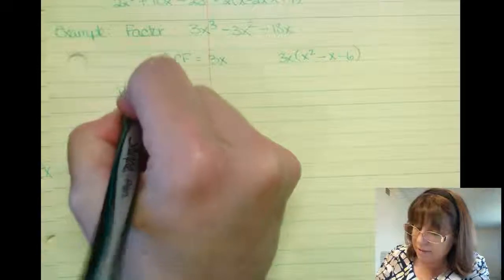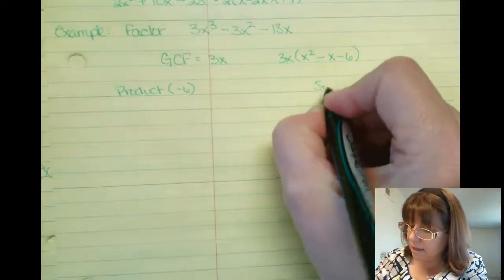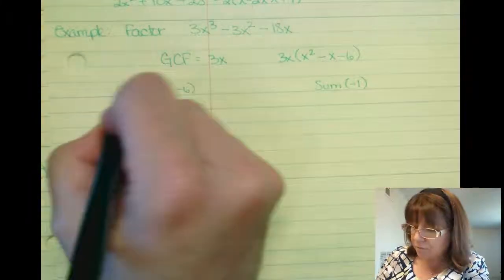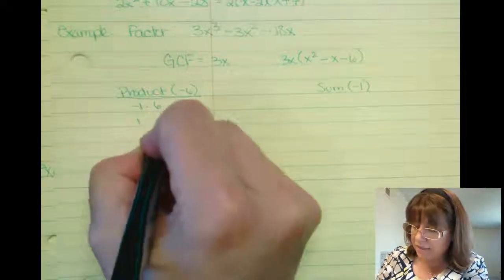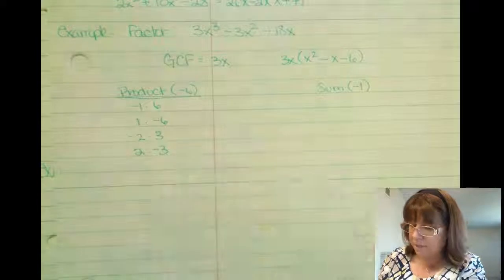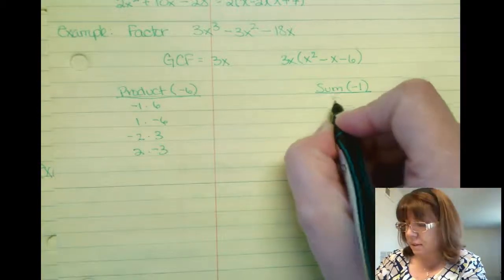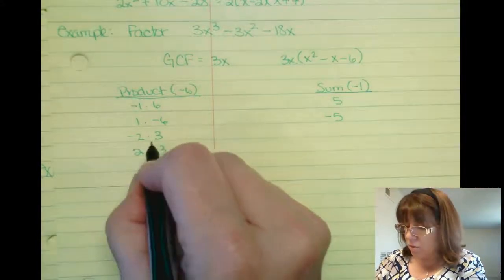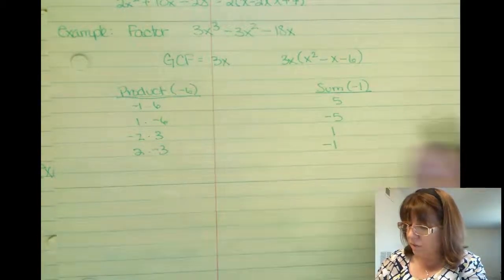So again, I need products of two numbers that multiply to negative 6, but they sum to negative 1. Remember, there's an implied 1 in front of the x. So my products of negative 6 are going to be negative 1 and 6, 1 and negative 6, negative 2 and 3, and 2 and negative 3. My sums are negative 1 plus 6, positive 5. Next is going to be negative 5, 1 minus 6. Negative 2 plus 3 is going to be positive 1, and 2 minus 3 is negative 1. I need a negative 1.